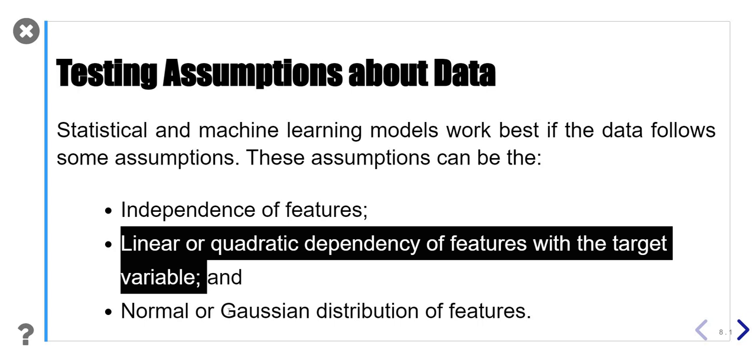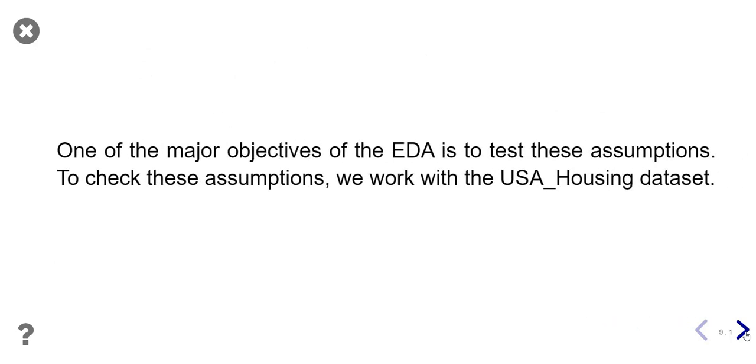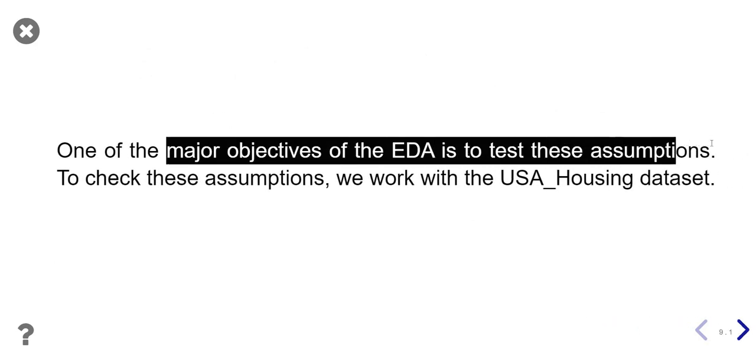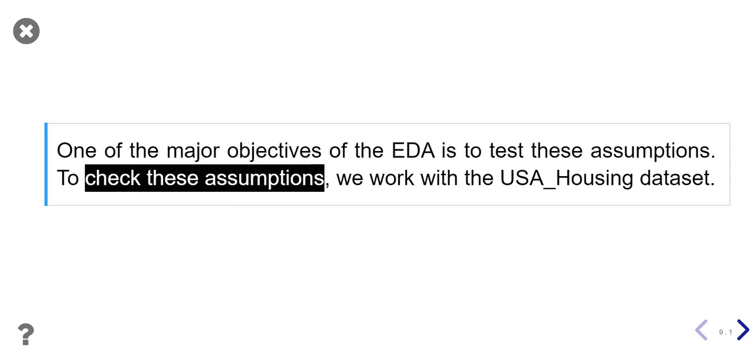And what kind of distribution does a feature have? Is it equally distributed? Because whenever you want to train data, you always want to have well-distributed features, so that your model is not skewed or biased towards a certain range of data. So one of the major objectives of EDA is of course to test these assumptions. So how do we check these assumptions?